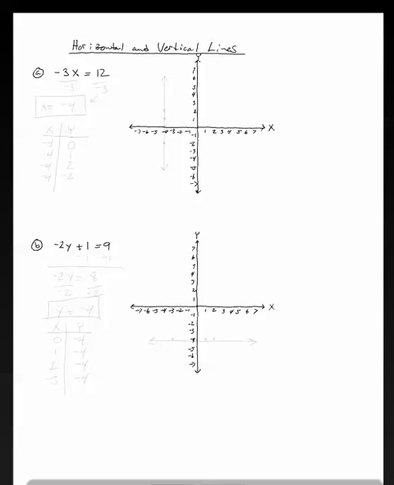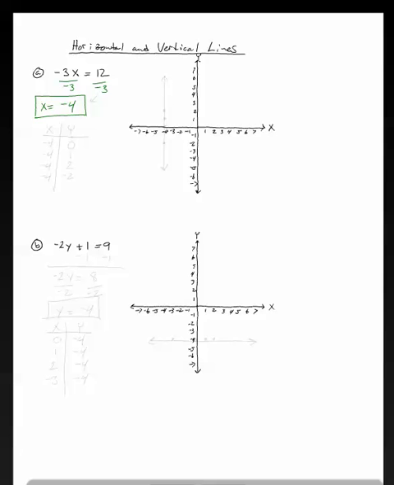So if we look at the first example, negative 3x equals 12. Well, to solve this, all we'd have to do is divide both sides by negative 3. And that gives us x equals negative 4. In this situation, what this is telling us is that y can be any value we want, but x always has to be negative 4. So this is what's called a constant equation. X will always be negative 4.